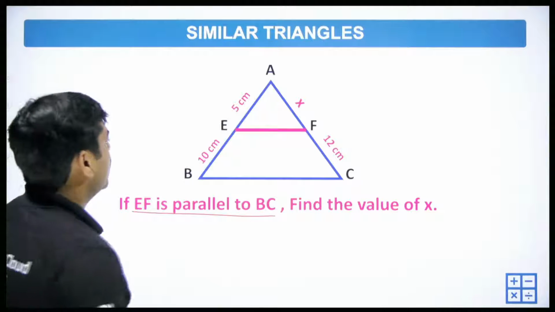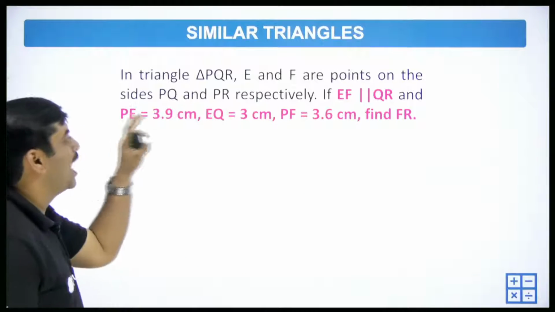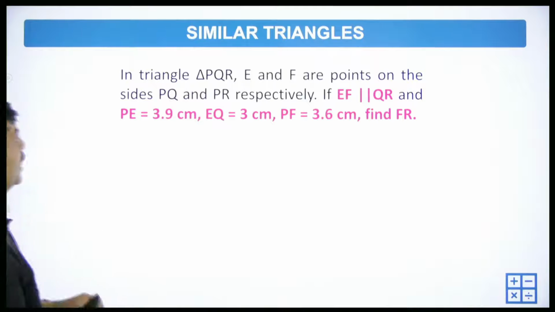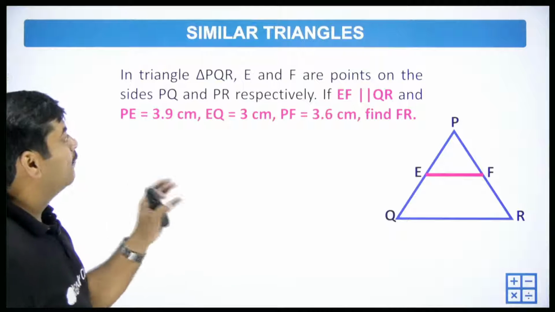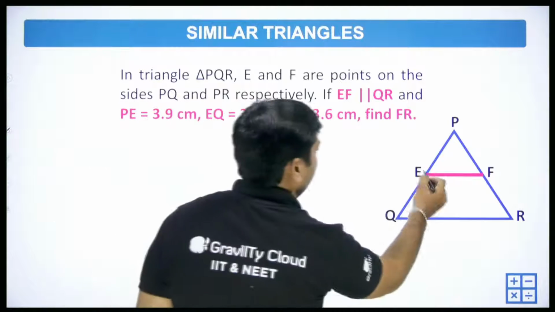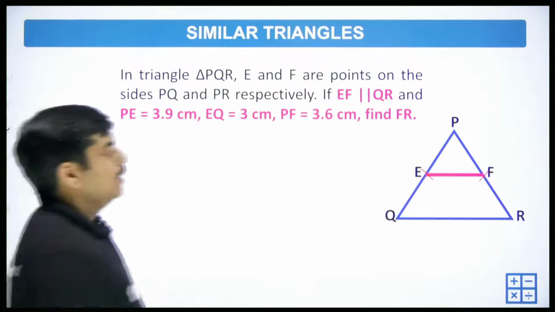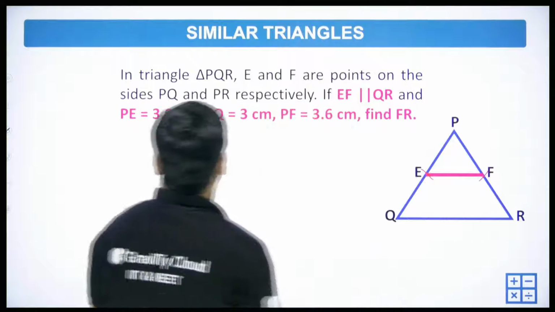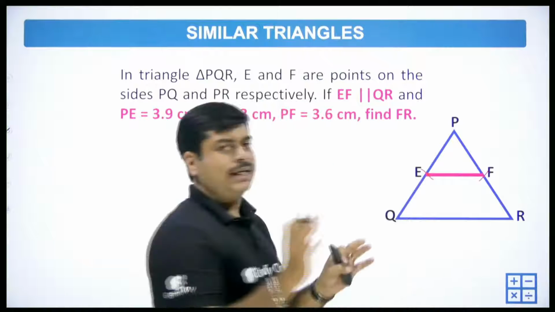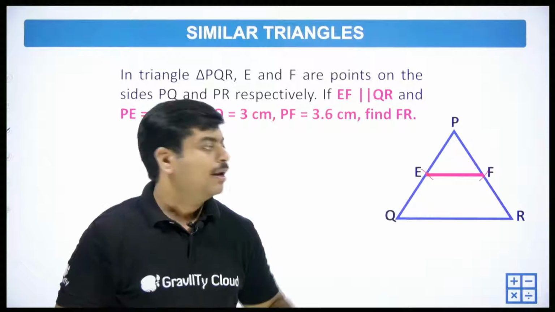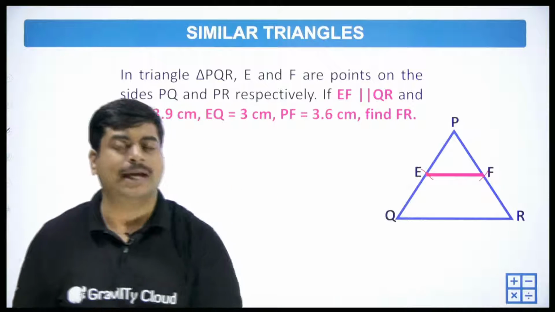Again, the same basic proportionality theorem. E and F are points on the sides PQ and PR respectively, in a triangle PQR, so let's try to draw the triangle PQR. If EF is parallel to QR, these two are parallel, and that is enough to say that we can use the basic proportionality theorem.